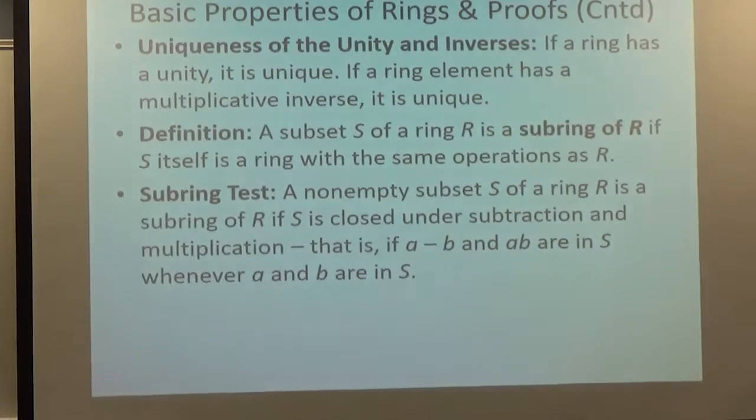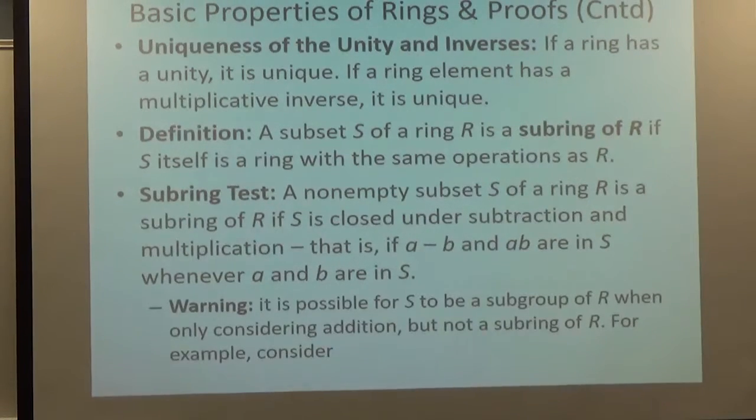Examples? Well, okay, here's a warning. It's worth noting it is possible for S to be a subgroup of R under addition, but not a subring of R. Maybe it's not closed under multiplication. Here's an example. The set of all integer multiples of square root of 2 is a subgroup of the reals, but not a subring.